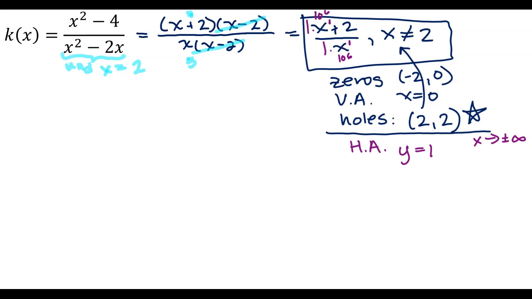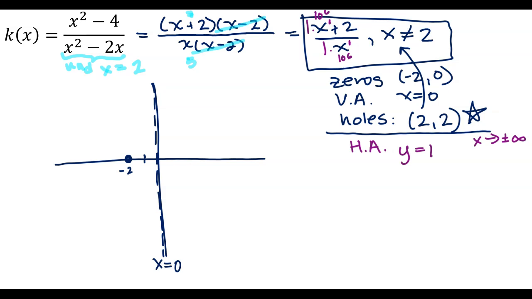So finally, we get to see one with a hole in the graph. Let's plot out our information. We have an intercept at -2. We have a vertical asymptote right along the y-axis. Always draw these in with the dashed line and label them for me. I need to know exactly where they are. We have a horizontal asymptote at y equals 1. And last one, we have a hole in the graph at 2, 2.